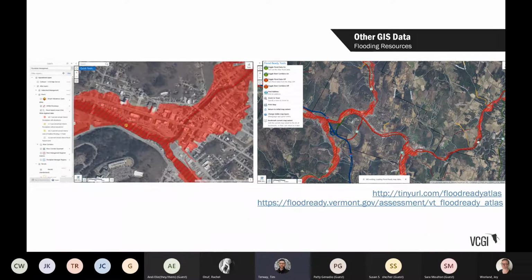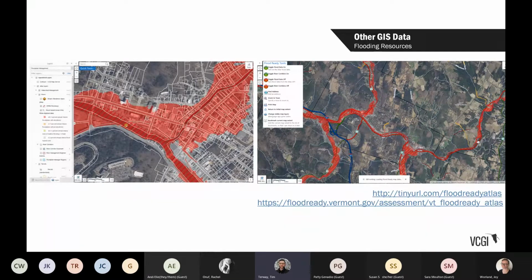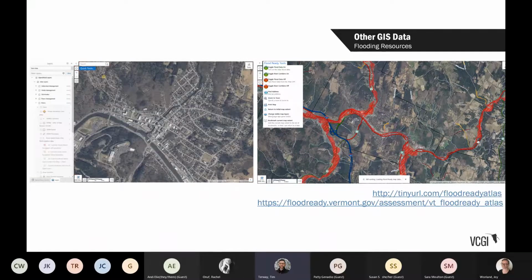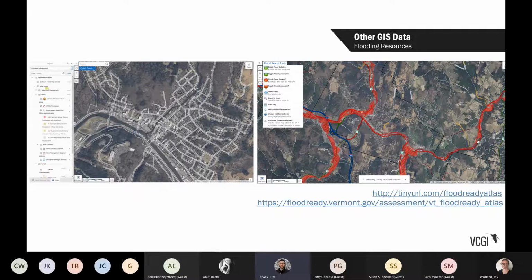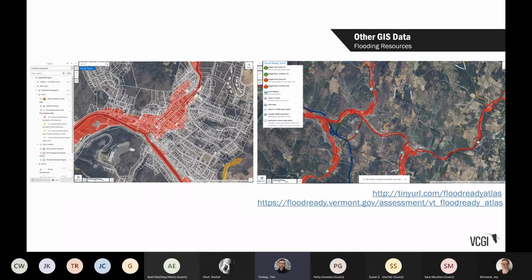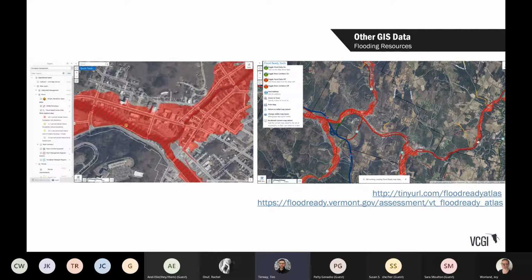On the left-hand side is the Vermont Natural Resources Atlas, toggling on layers for pre-canned, the FEMA D firm layers, or on the right-hand side is a screenshot from the specifically devoted what's called the Flood Ready Atlas that is also overseen by the Agency of Natural Resources. And it's just a map application solely devoted to trying to share the latest, greatest available flood information throughout Vermont.